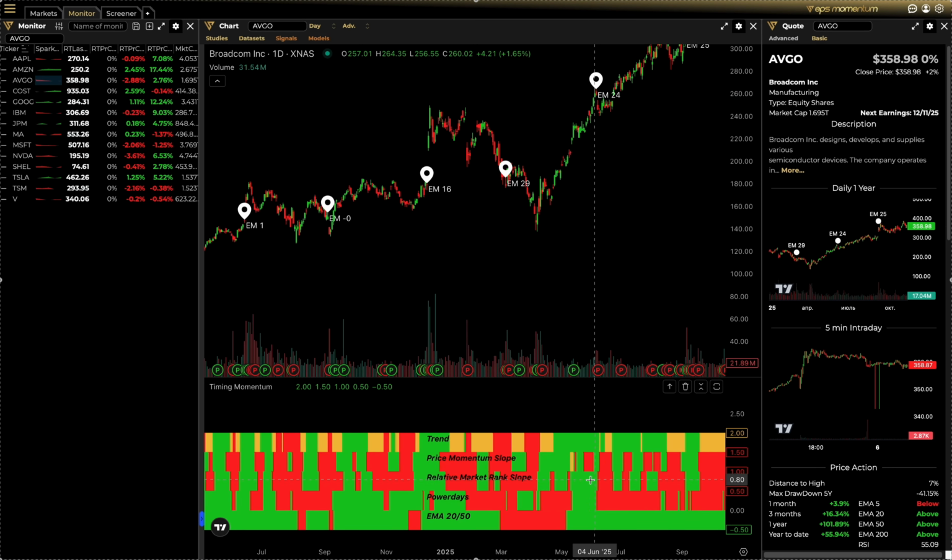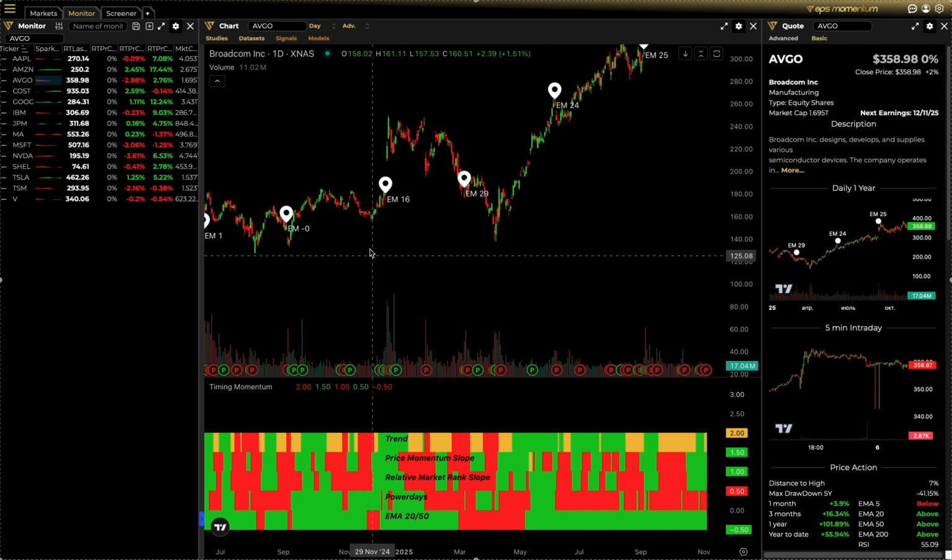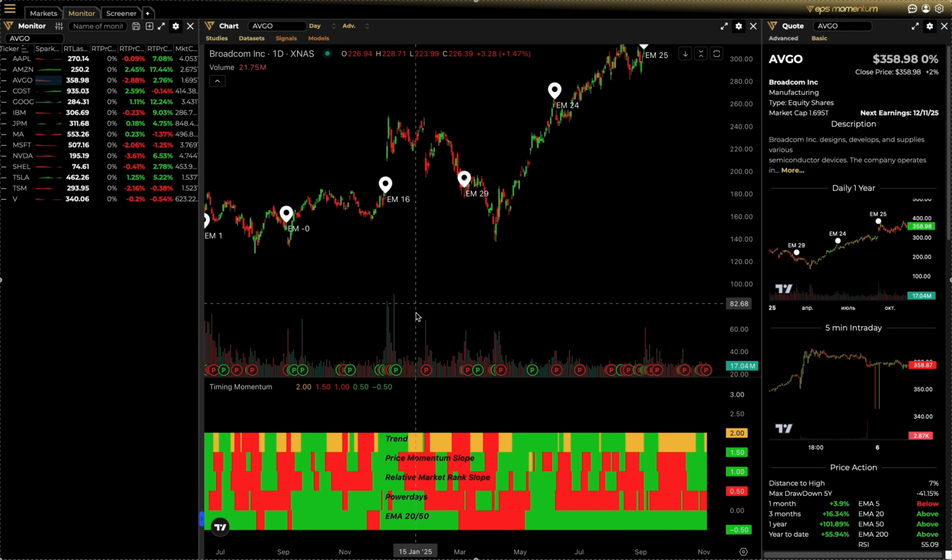When the signal is green, the stock is in the top ranks, showing strong demand and consistent buying pressure. When it turns red, the stock falls into the lower ranks, reflecting weaker demand. On this chart, you can see how the periods of strong green coincide with the price rally, while the red zones show times when the stock lost momentum.